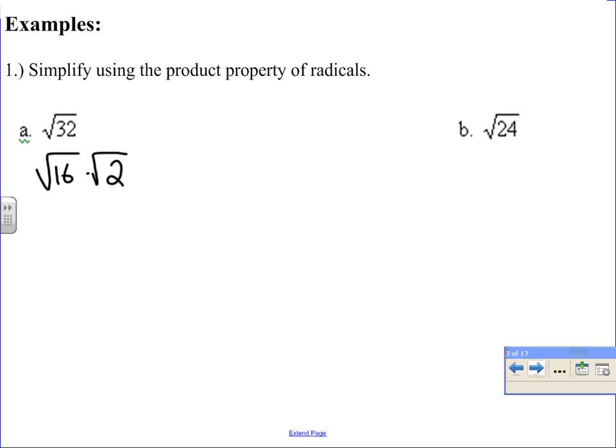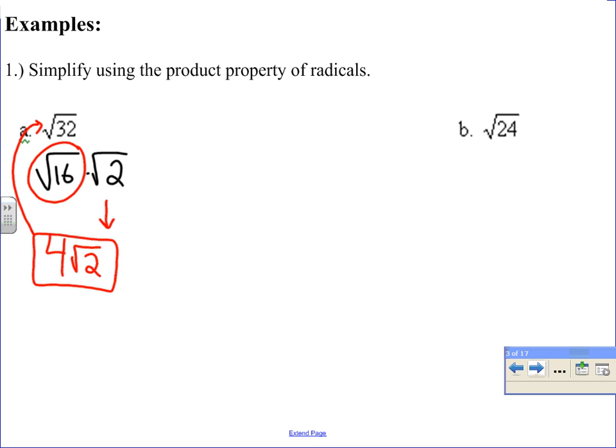At this point, I always say, find the largest perfect square, circle whatever your perfect square is, and we need to take the square root of it. The square root of 16 is 4. So you're going to write down that the square root of 16 is 4. Drop down the square root of 2. That's your final answer. That is simplified completely, but we did not change the value of the square root of 32.